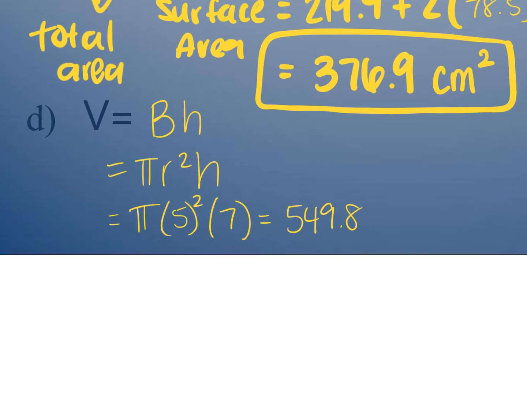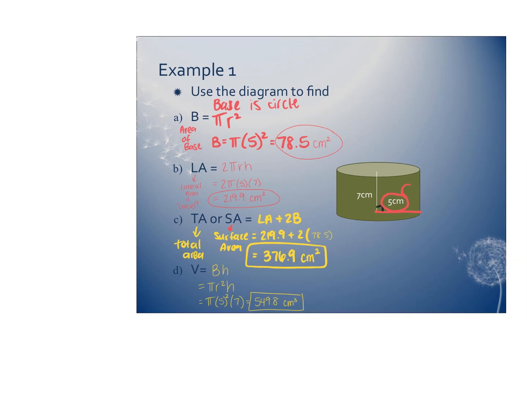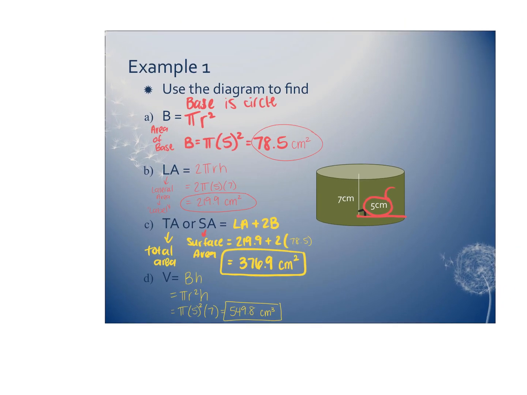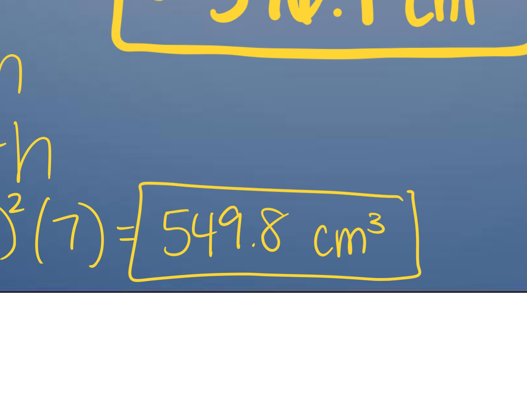What units does this guy get? Centimeters cubed. Why cubed? It's a volume, okay? Ronnie, go ahead. Ronnie. Okay. Well, I didn't know. What questions do we have on example 1? That 549.8.